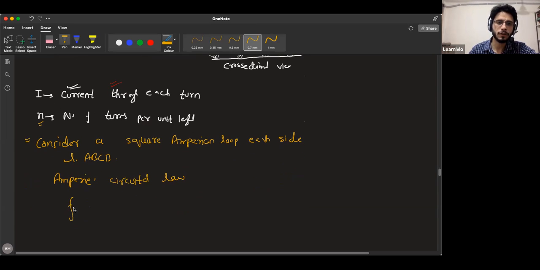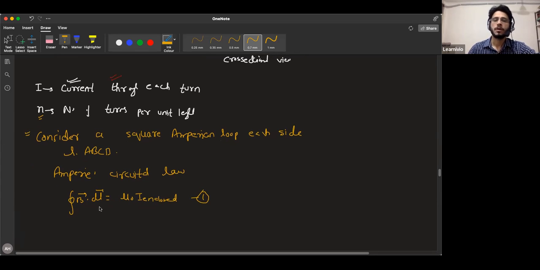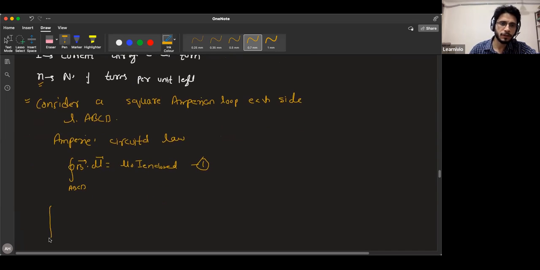Ampere's circuital law says the closed integral of B dot dl is mu naught I. That's the first equation. Then we will solve this integral over the entire loop ABCD. Now we'll solve the closed integral of B dot dl over the entire loop. The name of the loop is ABCD.